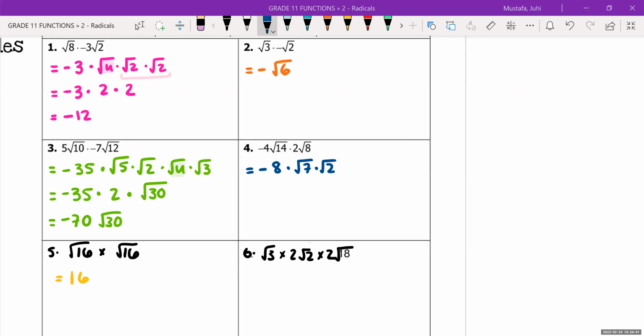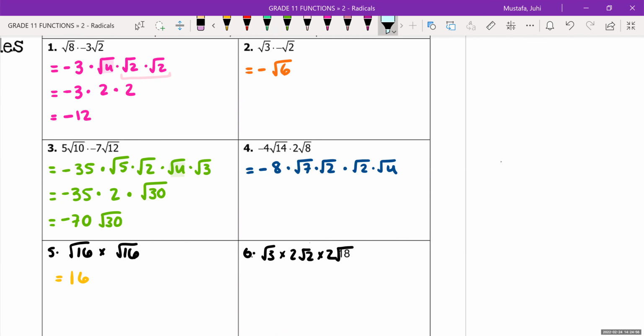Okay, sorry, we're doing question number 4. So we did negative 4 times 2 is negative 8. We simplified root 14 to root 7 and root 2. And we can simplify root 8 into root 2 times root 4. This is excellent because look at what we have now.